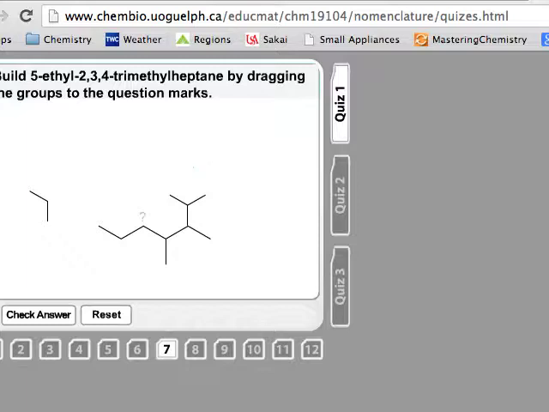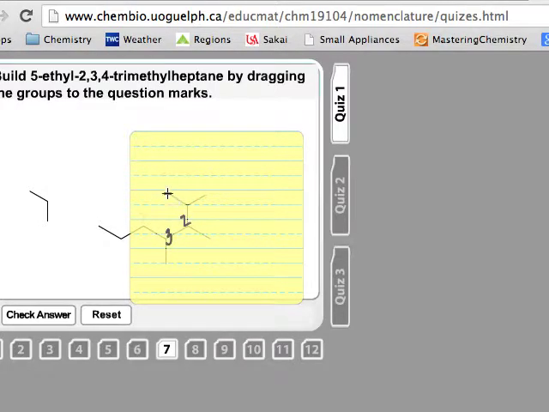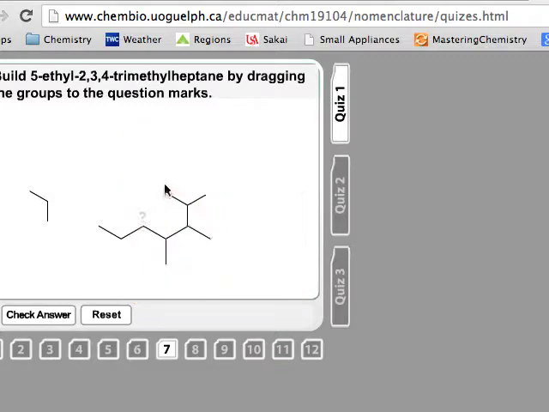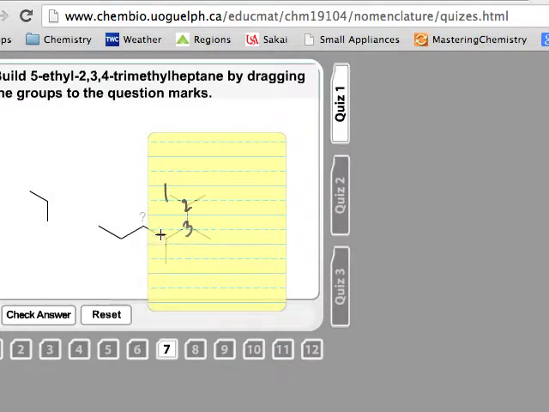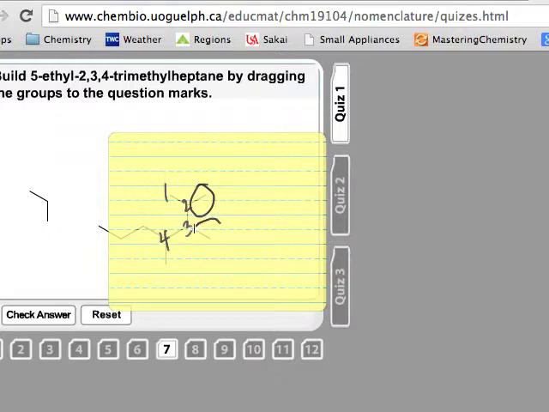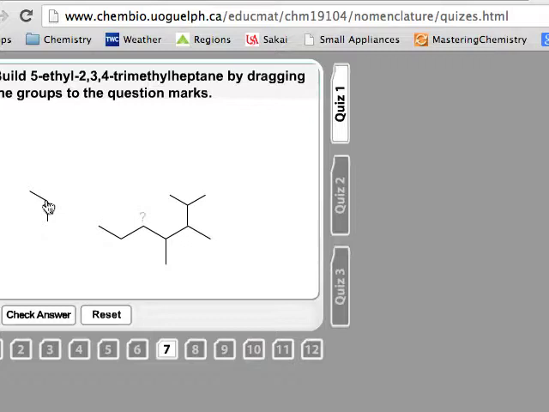So I'm going to start numbering it from here, 1, it won't matter, 2, 3, 4. So at carbon 2, sorry, this is 3, this is 4. This is carbon 1, 2, 3, 4. So I've got a methyl group at 2, 3, and 4. There we go, 2, 3, 4-trimethyl. And then the ethyl group goes on carbon 5. So that goes here.